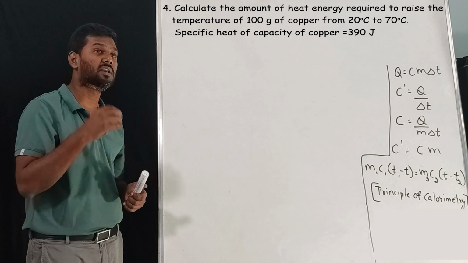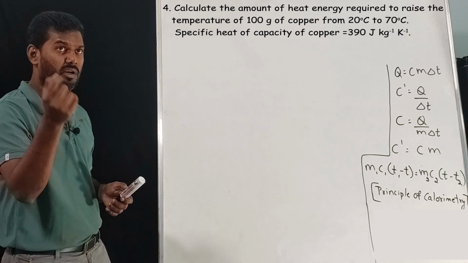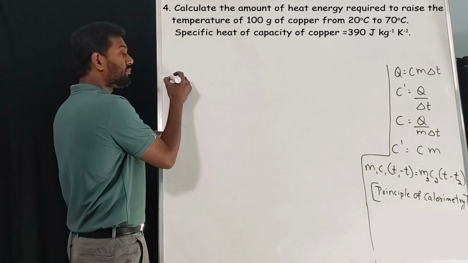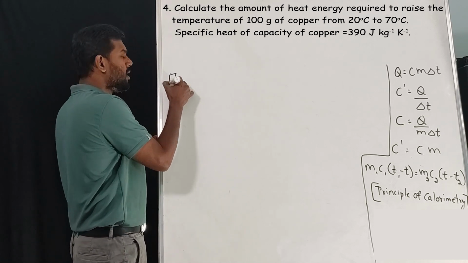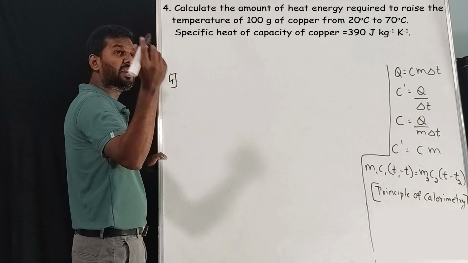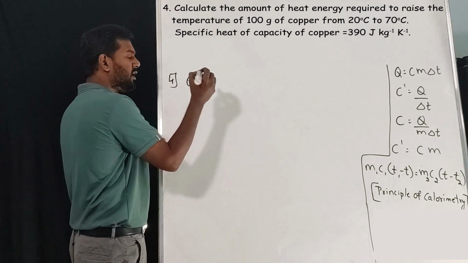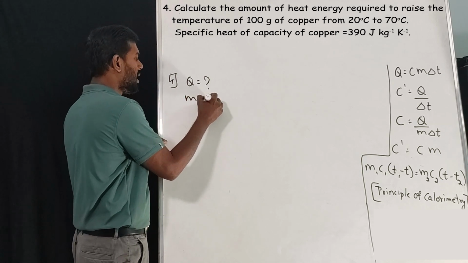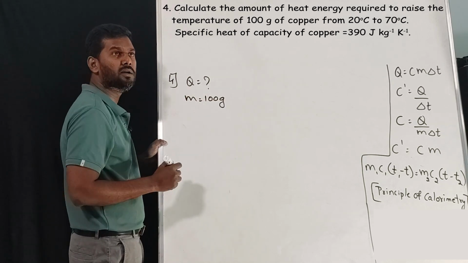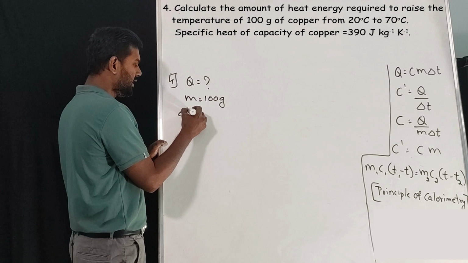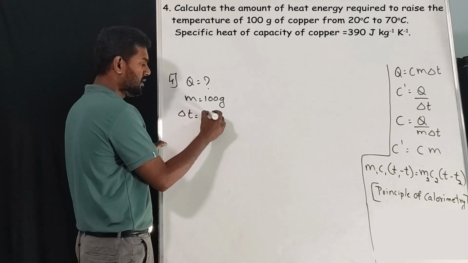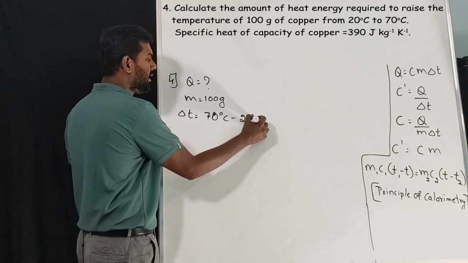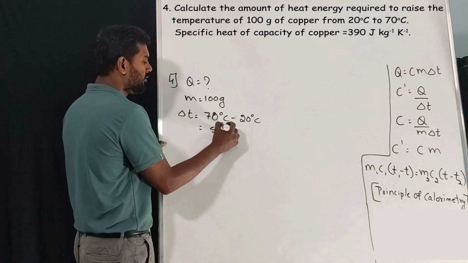And the specific heat capacity of copper is also given, that is 390 joules per kg per Kelvin. Okay, first we'll write the given data. This is question number 4, and we need to calculate the amount of heat energy, that is Q. And what are the values given? Mass is given, 100 grams, and temperature change delta T is also given, that is 70 degrees minus 20 degrees, which will be equal to 50 degrees.